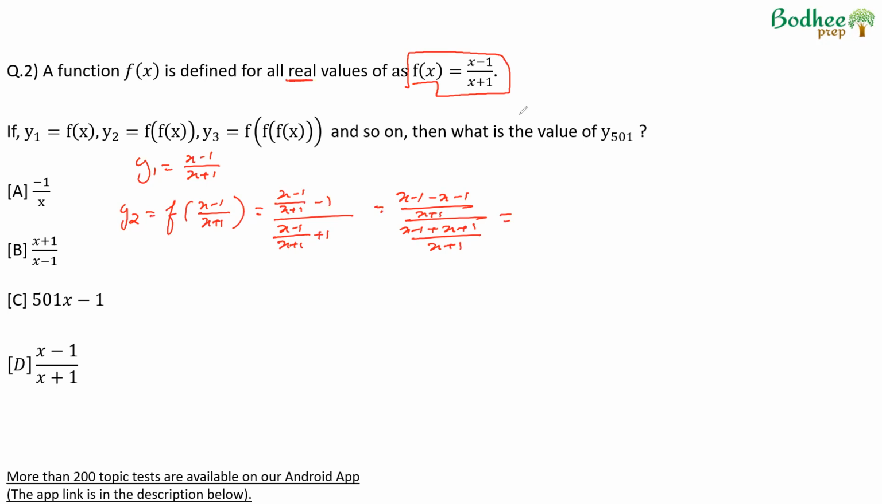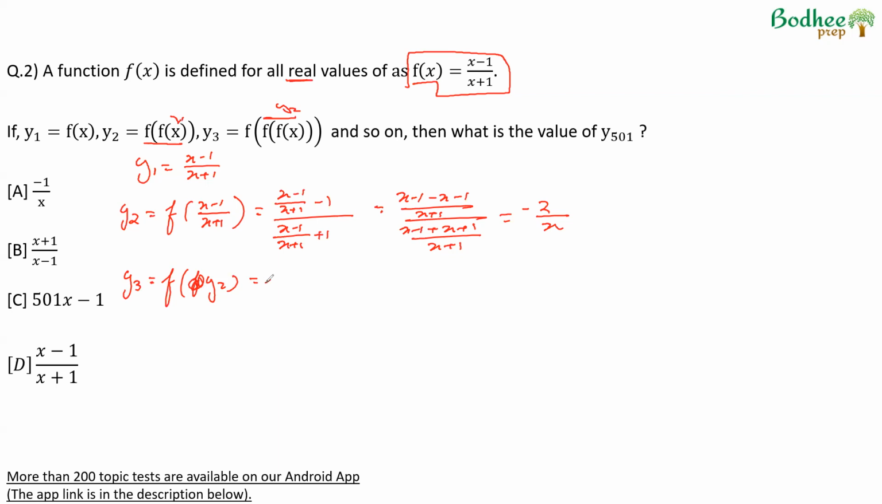X plus 1, x plus 1 cancel from the denominators. We get minus 2 upon x. This becomes y2. Y3 will be f of x, or we can say f of y2, iteratively. This is y1, this entire thing is y2, and so on.